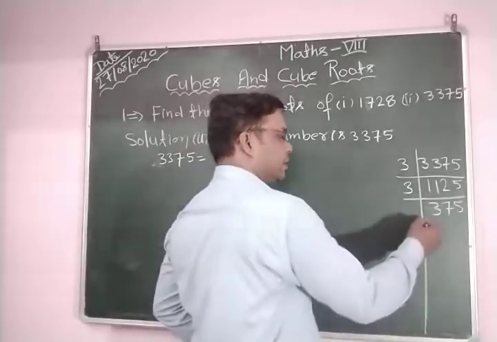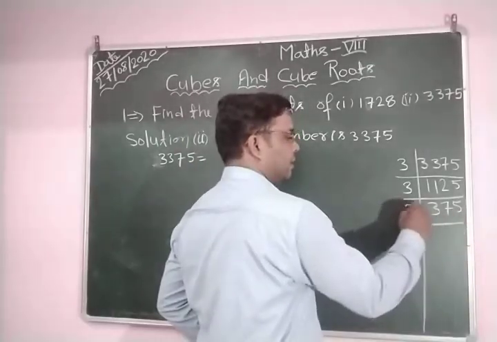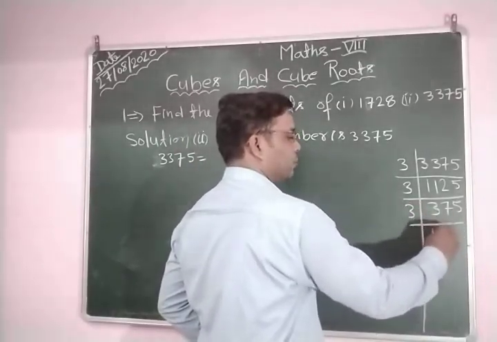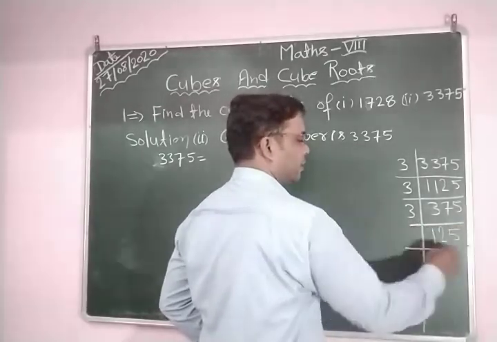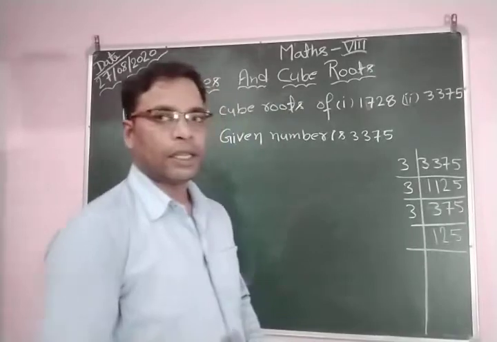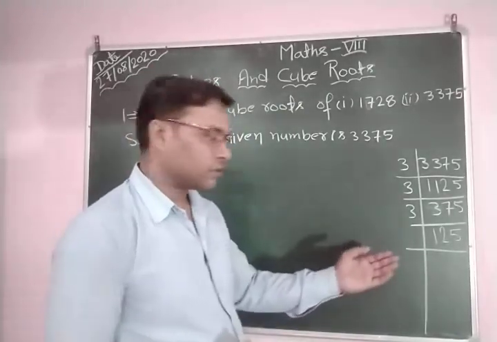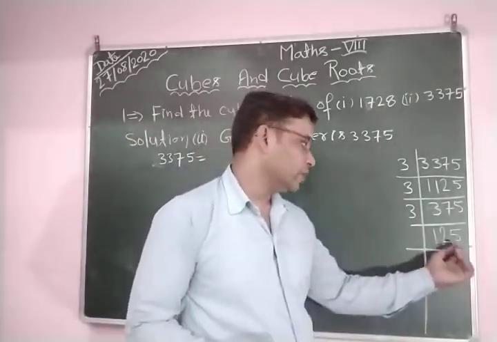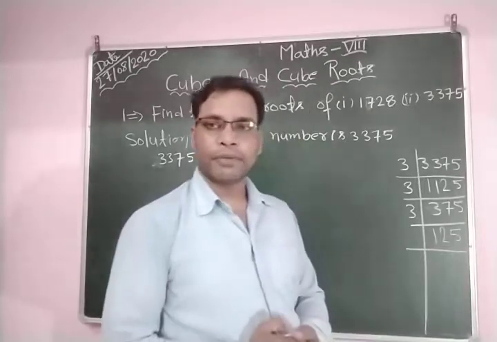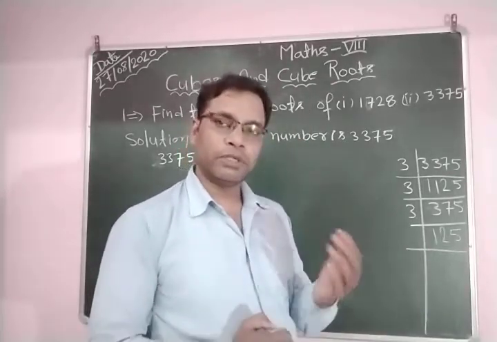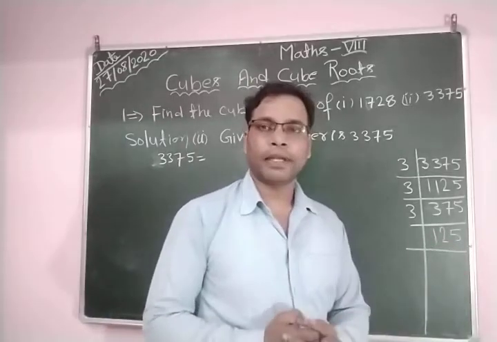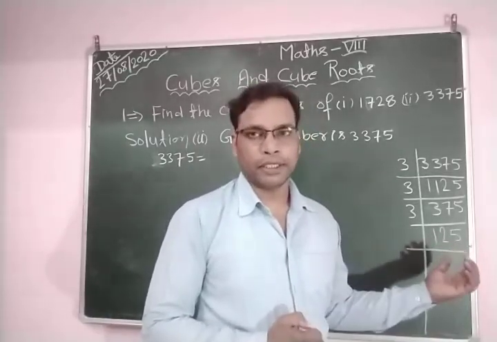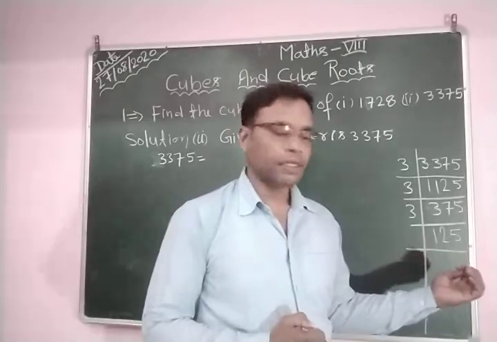Now this number again is divisible by 3, so 3 1s are 3, 3 2s are 6, again 3 5s are 15, 3 5s are 15, and we obtain at last 125. Here you can see the digit is 5. It means that this will be divisible by 5, and the sum of digits is not divisible by 3. Then this number is not divisible by 3.